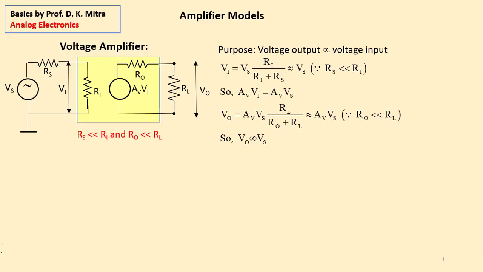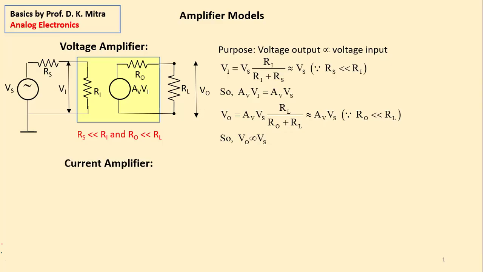This kind of a technique, where source resistance is much smaller than the input resistance of the amplifier, and load resistance is much bigger than the output resistance of the amplifier, works as a voltage amplifier, where voltage output is proportional to voltage input. Okay. Now let's go to the next type.